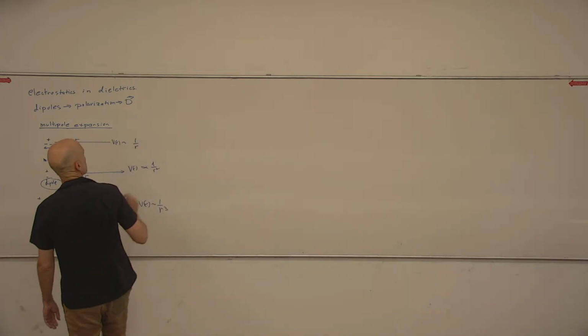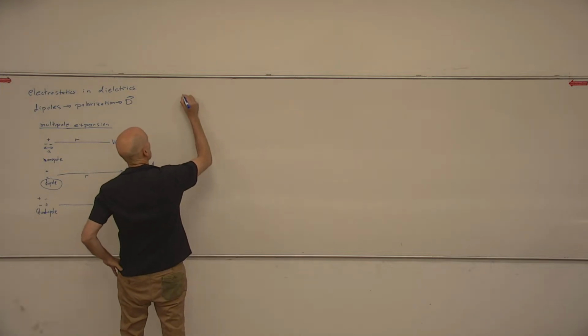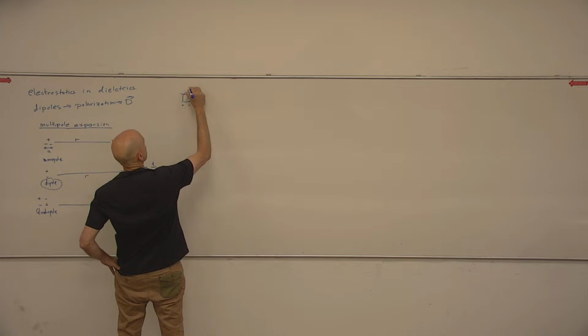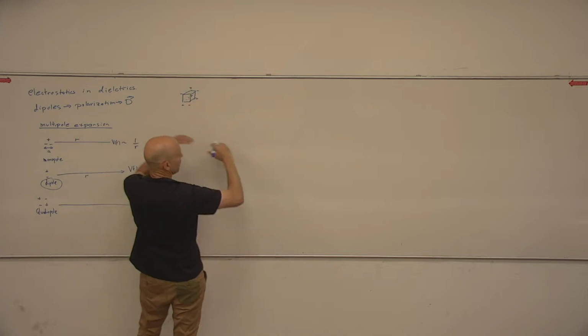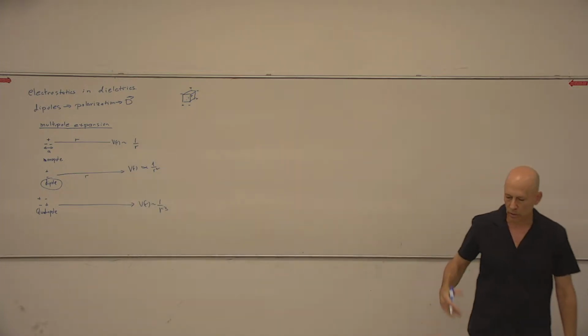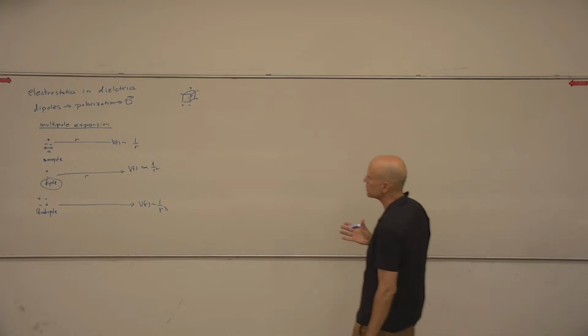The octopole is something like this. This is a cube, in my humble attempt. So here I have plus, minus, minus, plus, and here minus, plus, minus, plus. So it's two quadrupoles, one on top of the other. This will give you this. And this is the basic physics.